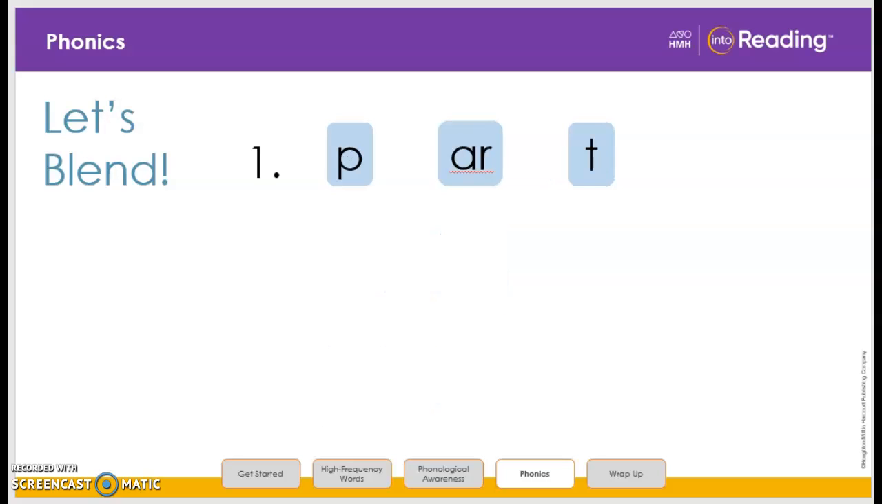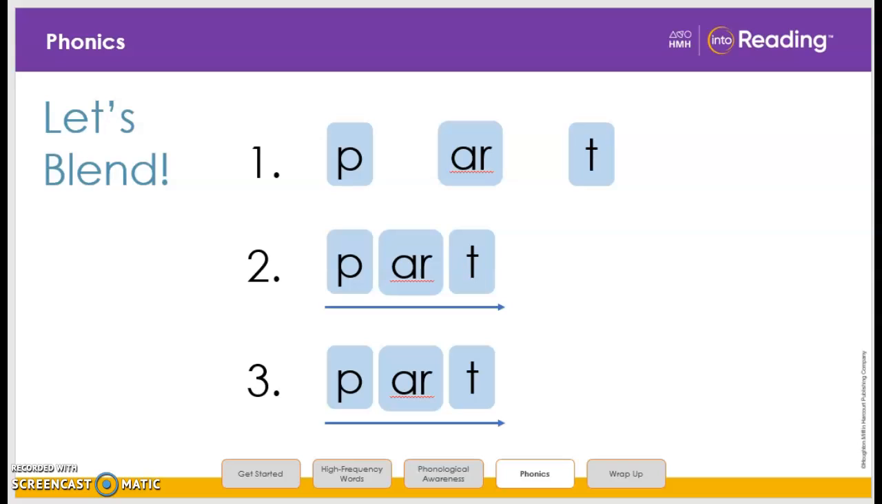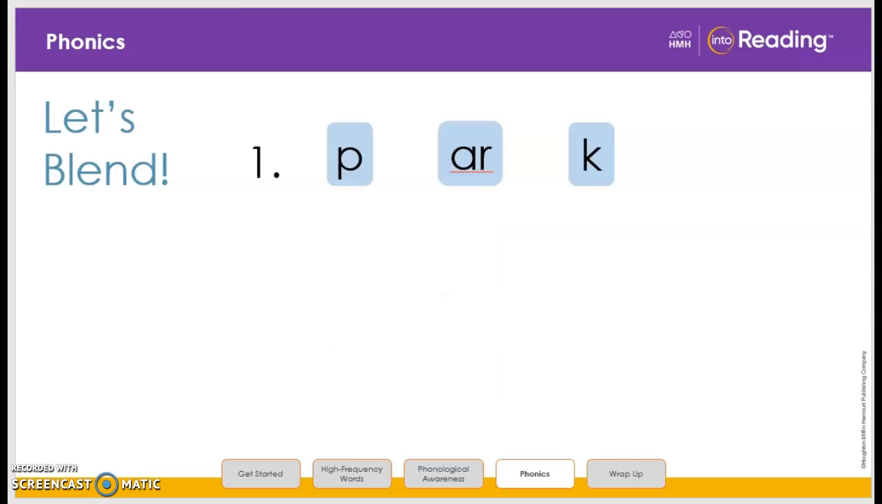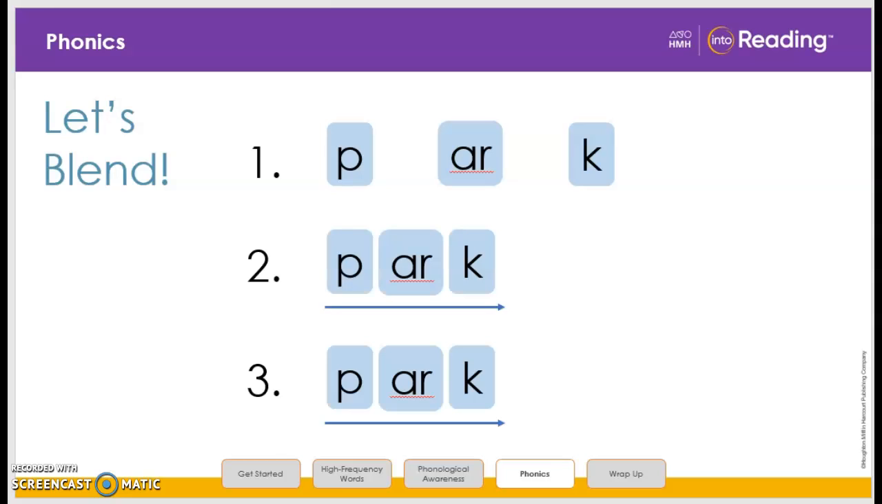Let's look at the next word. We have art. Again, I see that AR, so I know that's my new vowel sound, R. Art. Part. Let's try with this word. Arc. Park.